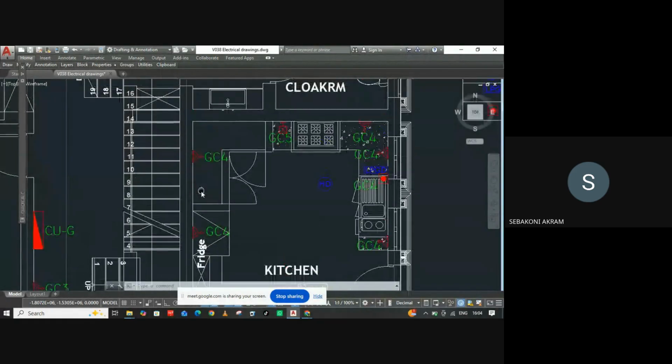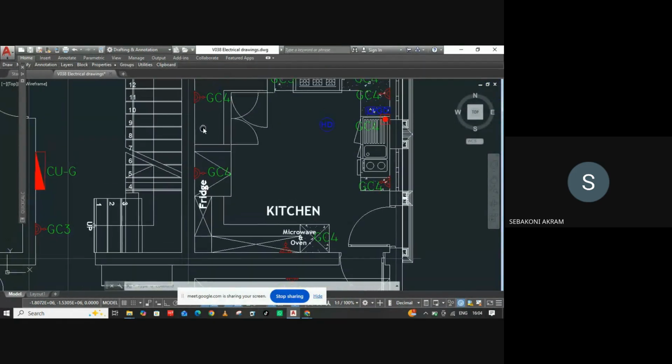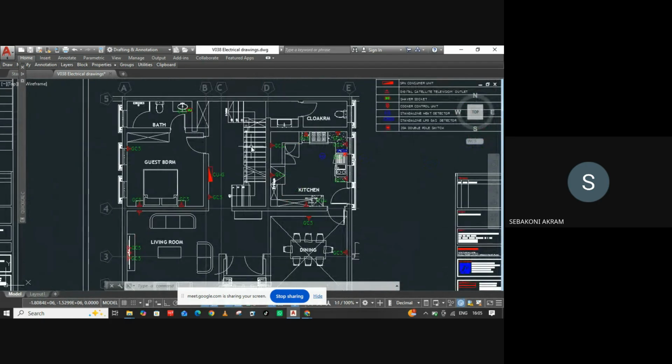Design in a kitchen for the small outlet. Are we together? Yes. So we come to other rooms.